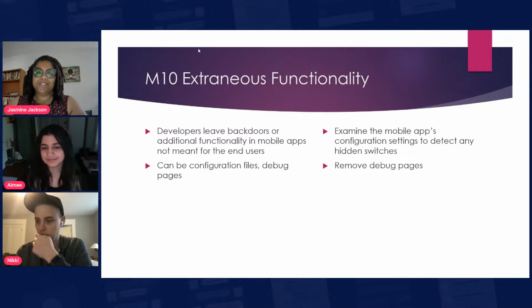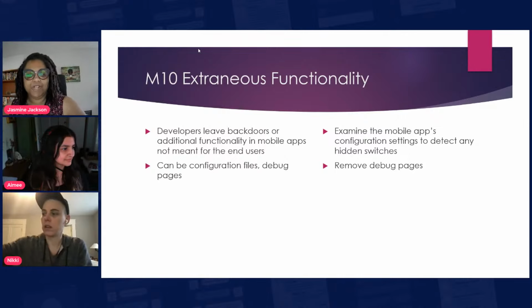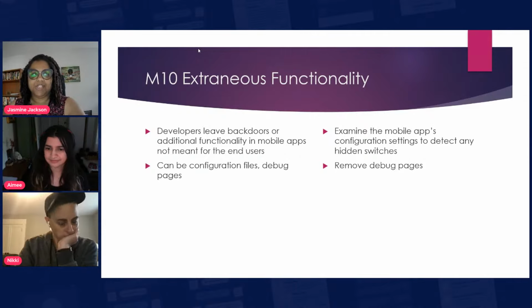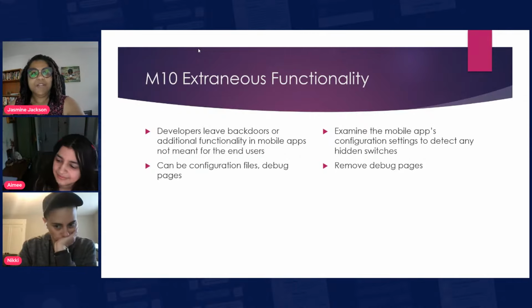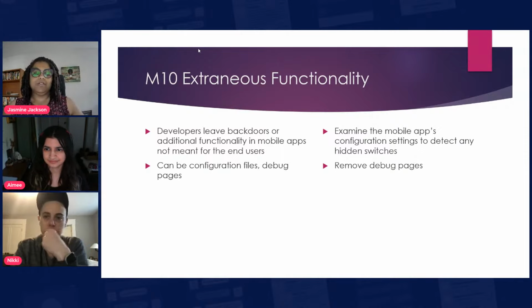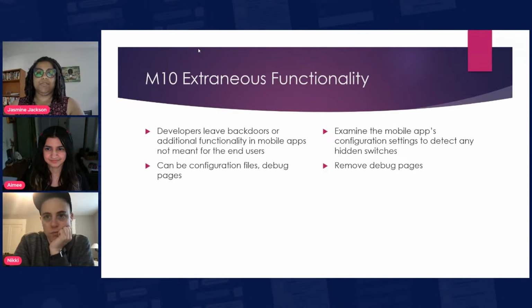So ways to remediate is to examine the mobile application's configuration settings to detect any hidden switches, and if they're there, remove them. And if you have debug pages, just remove them, delete them. So before you go to production, do a final code sweep of your code just to make sure that there's no extraneous code, like everything is accounted for.